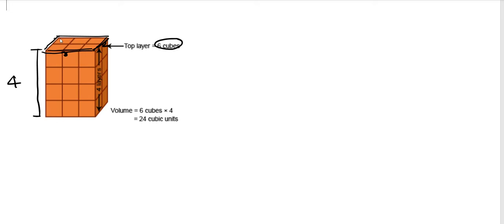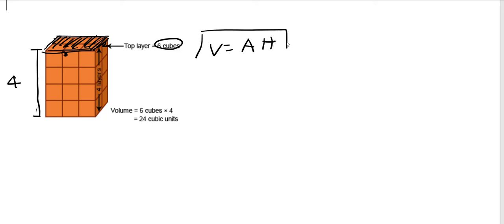So if I get the area of a cross section times it by the height, it gives me the volume. So rather than counting every cube individually, because volume means how many cubes in my space, we just find the area of the cross section. In this case, it was a rectangle, and then times it by the height. So the height is the distance or length from one cross section to the other one. So the volume of any prism is area of cross section times height.